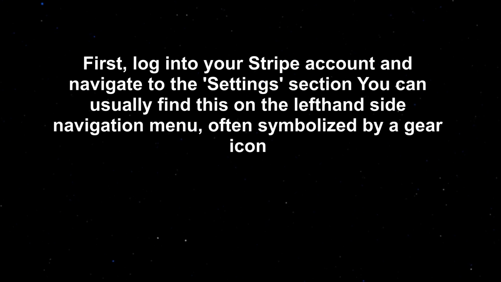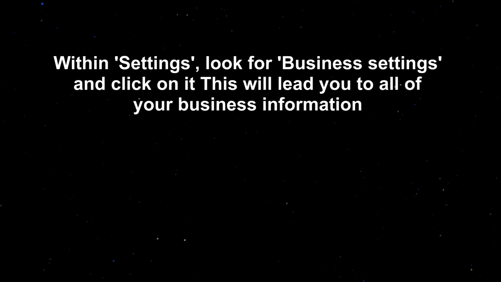First, log into your Stripe account and navigate to the Settings section. You can usually find this on the left-hand side navigation menu, often symbolized by a gear icon. Within Settings, look for Business Settings and click on it. This will lead you to all of your business information.